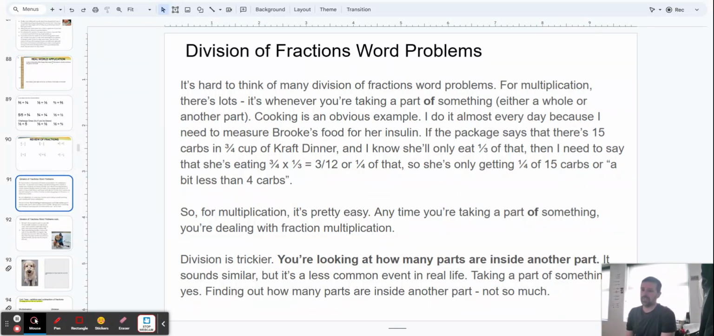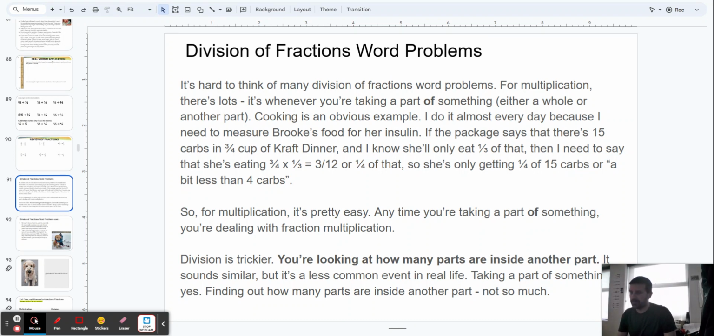So addition, subtraction, I think you guys are pretty good at recognizing those, so I'm not really going to talk about them. Anytime you're taking this much of something and then you're putting it with, that's going to be addition, right? You're taking some of this and you're getting rid of, that's going to be subtraction. So I think we're good there.